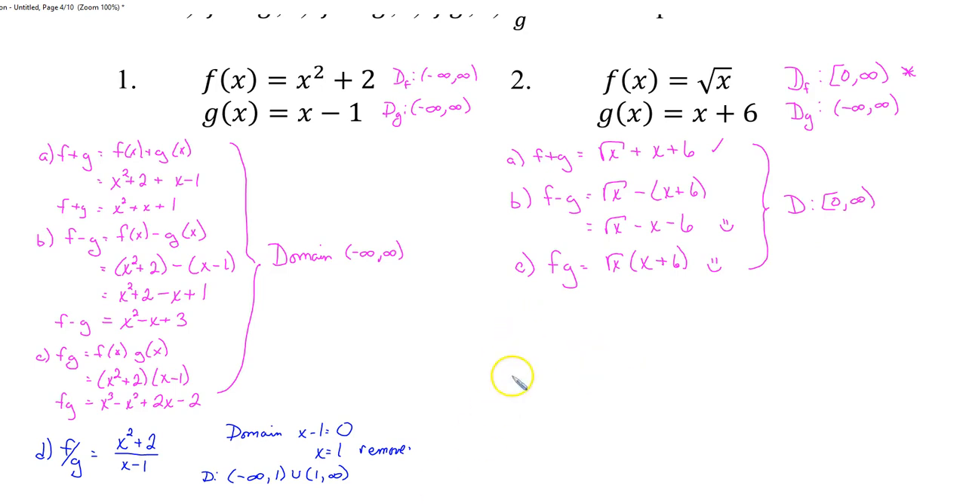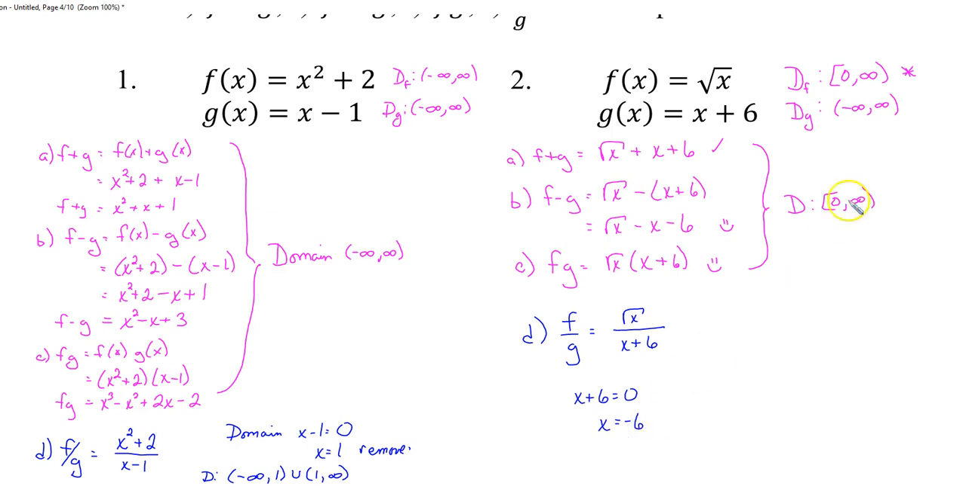So for the fourth piece, the quotient, we are going to have to pay attention to this one, so f divided by g. Once again, my function f is the square root of x. My function g is x plus 6. So this is my new function, but what would make this denominator 0? Let's take x plus 6 and set it equal to 0. This is going to give me x is equal to negative 6.